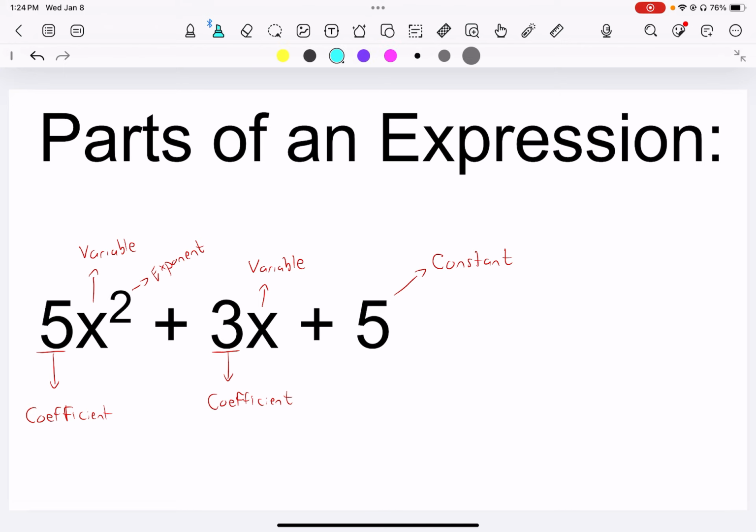And we have two addition signs in the problem. The two addition signs separate my expression into 3 terms. So terms are separated by addition or subtraction. If they're being multiplied, like the 5x squared and the 3x, they're not separate terms, it's just one singular term.